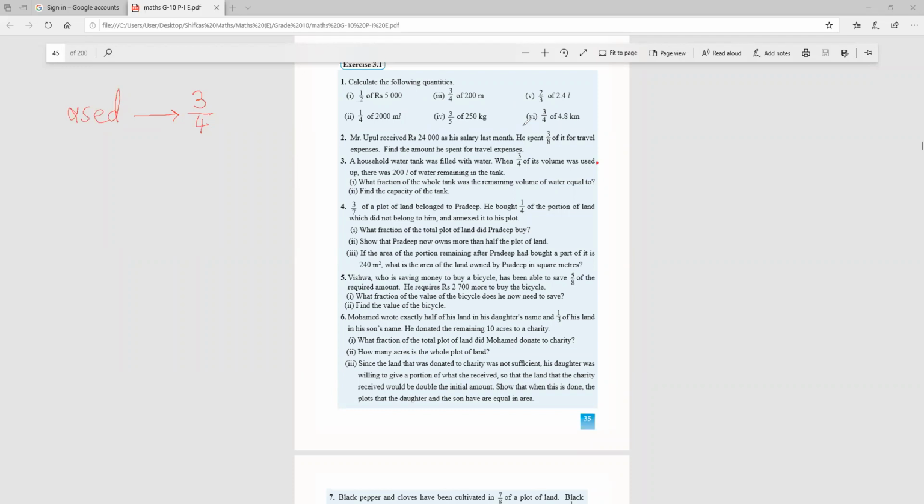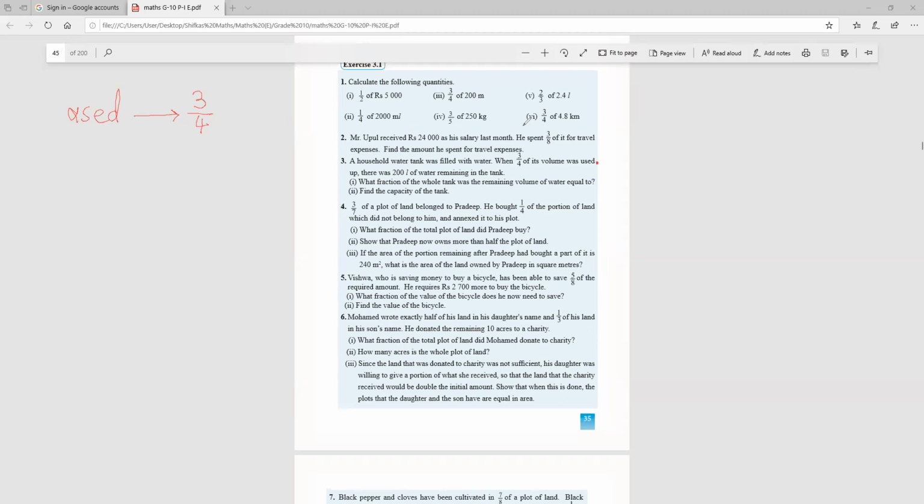So is it clear? I didn't read. Sometimes you read the full question. But I didn't read. Okay, a household water tank was filled with water. Completely filled with water, they have given. The household water tank was filled with water. Completely filled with water. When, water, full stop is there. When 3/4 of its volume was used. Used. What part is used?